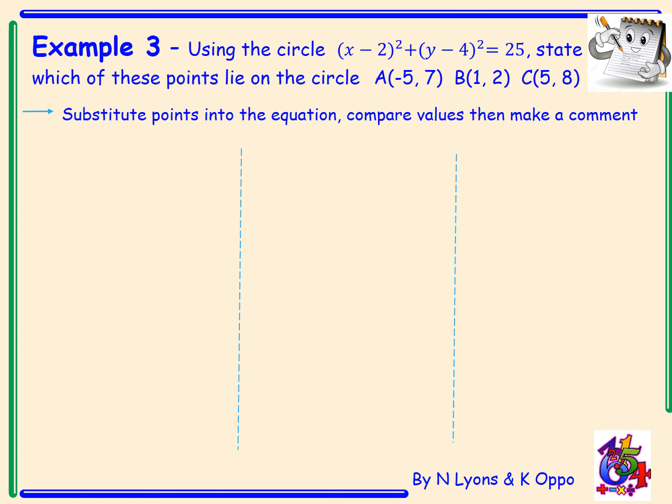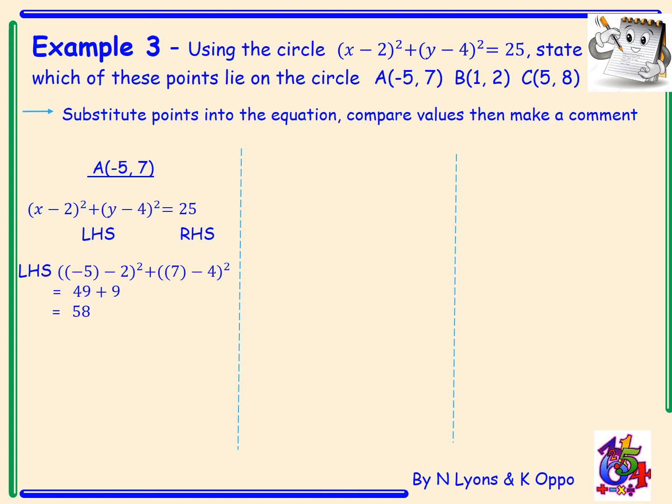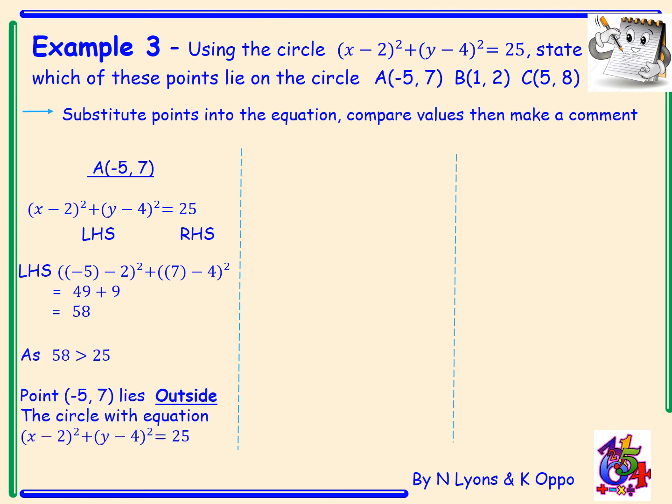What we need to do is substitute the points into the equation, compare values and then make a comment. Firstly, looking at A, we've written down the circle's equation, but we need to look at the left hand side. So we're going to replace x with minus 5 and y with 7 to get (minus 5 minus 2) all squared plus (7 minus 4) all squared. This gives an answer of 49 plus 9, which is 58. So here we can see that our left hand side, 58, is greater than 25, our right hand side. So the point (negative 5, 7) lies outside the circle.